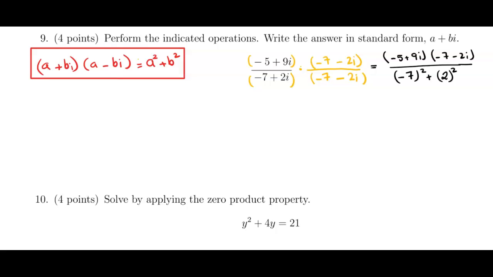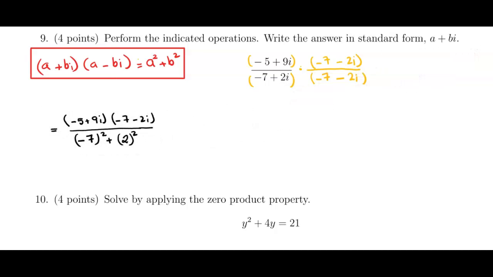All right. So let's get into the calculation of the numerator. Again, we're going to try to make a distribution on the numerator. So the first number is going to be multiplied by the last two numbers. Let's start. This is going to be minus 5 times minus 7. This is 35. And then minus 5 times minus 2i is going to be plus 10i.